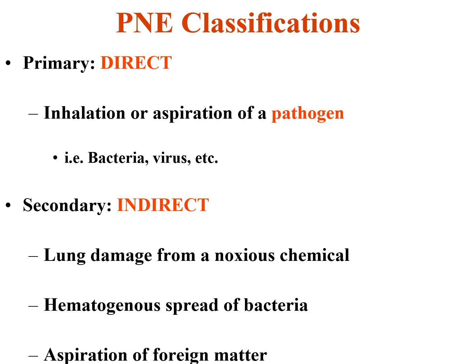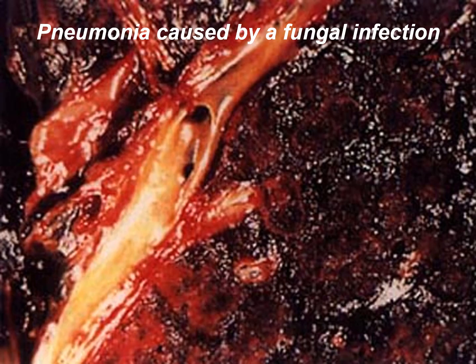Now, there's different classifications of pneumonia. For our purposes, we just need to basically recognize the primary and secondary classifications. Primary meaning direct, where we have an inhalation or aspiration of a pathogen like a bacteria or a virus, or we can have secondary, which is indirect, where we have lung damage from a noxious chemical or hematogenous spread of bacteria or aspiration of foreign matter. But the main thing is that it winds up impacting the overall exchange for oxygen within our lungs.